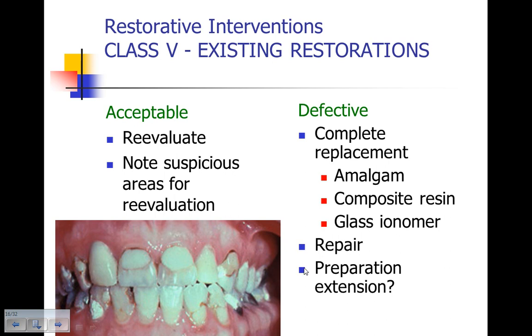We may decide to extend preparations to areas that we should have extended in the first place, in order to in fact make the restoration more preventive. Even though one could say they're not minimally invasive, they're not conservative, we're extending it, we're looking at past dental history and how disease has proceeded for that patient.